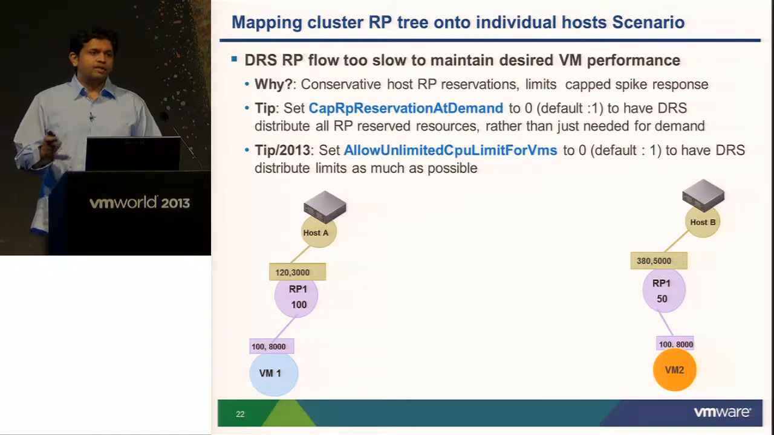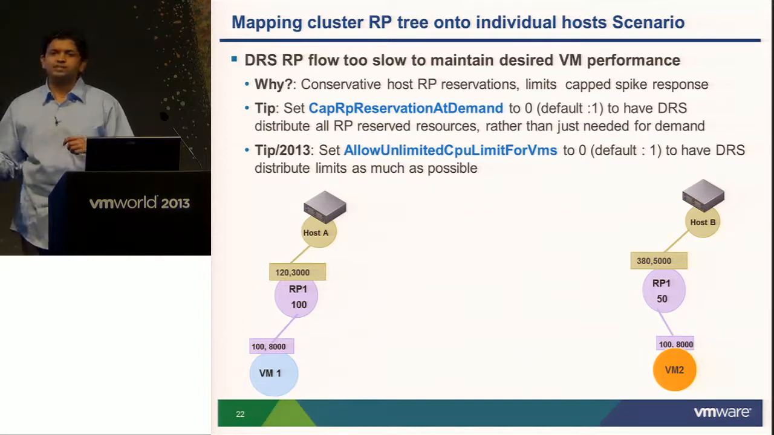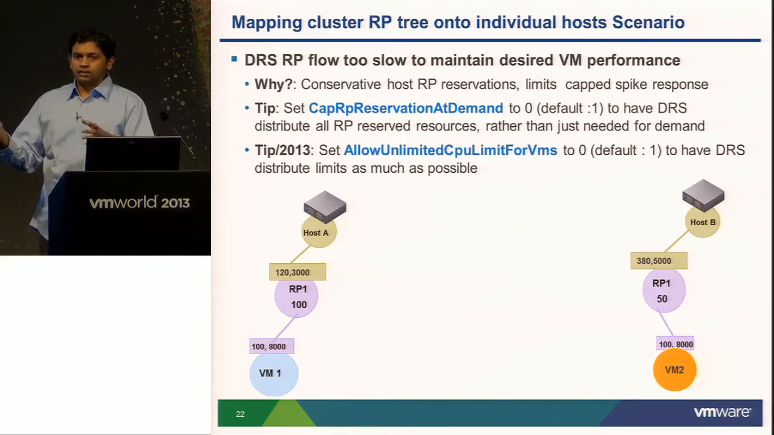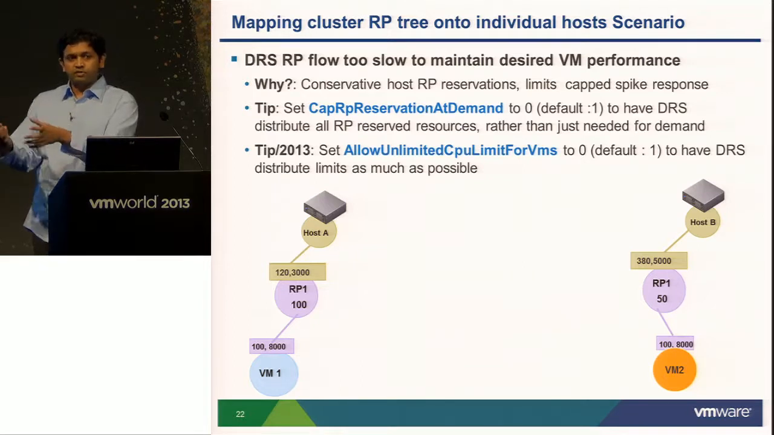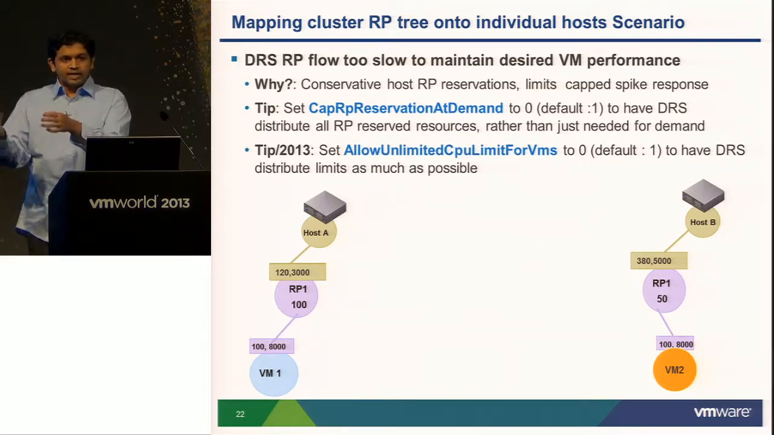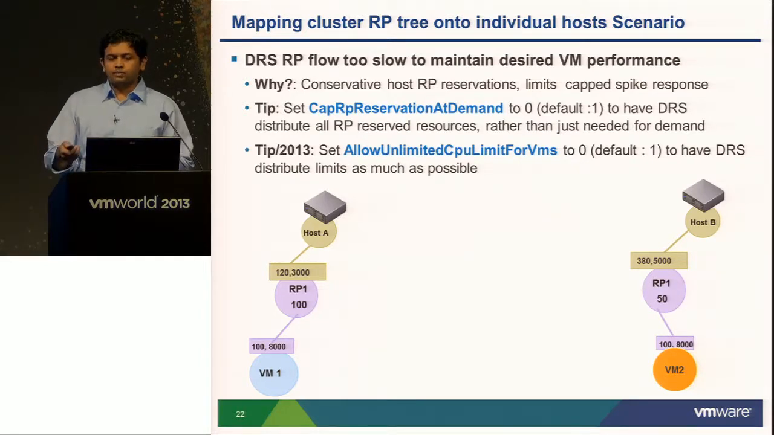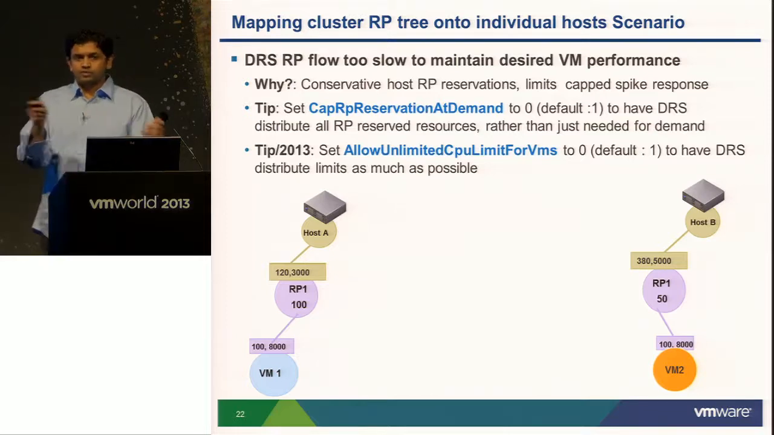And by default, DRS does this in a very conservative way. DRS doesn't move the resources too fast, because if RP1 on host B does not have enough resources to take the new setting, then DRS might have to do some vMotions. And to avoid a large number of vMotions, DRS moves the resources in a very conservative way.